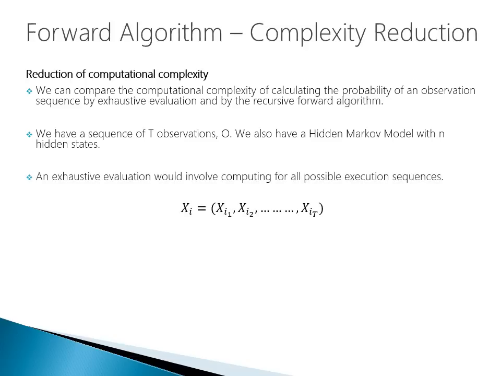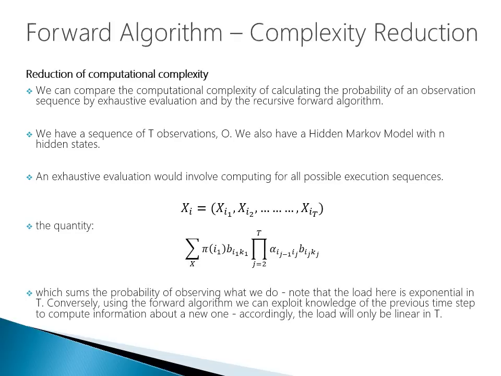Okay. An exhaustive evaluation would involve computing for all possible execution sequences. So the x in this case is representing the hidden state. And then through the formula, we can calculate the sum of the probability of observing what we do. Note that the load here is exponential in T. Conversely, using the forward algorithm, we can exploit knowledge of the previous time step to compute information about the new one. Accordingly, the load will only be linear in T.